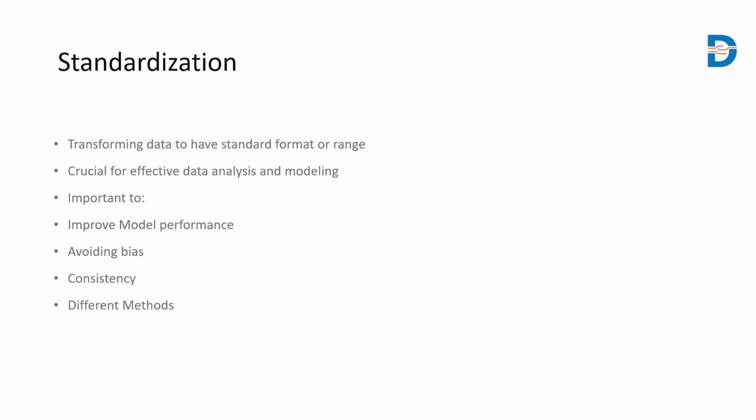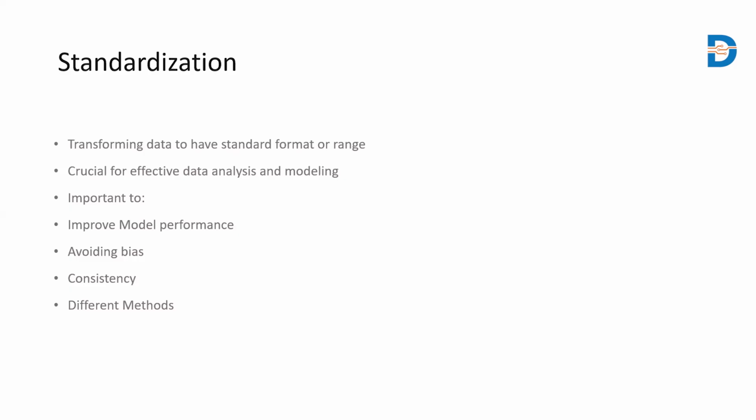This involves adjusting the data features and their values so that all the features have similar scales, distributions, or representations that will help algorithms interpret and compare data more accurately. Standardization becomes important to improve the model performance.